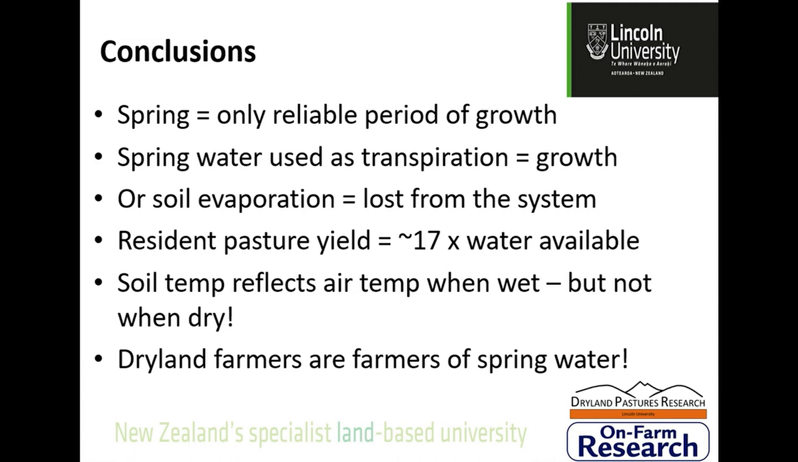Our resident pasture yield gives us a figure of about 17 kilos of dry matter per millimetre, and we need to recognise the impact of that energy load on the soil surface when we get into that summer period. So dryland farmers are farmers of spring water.